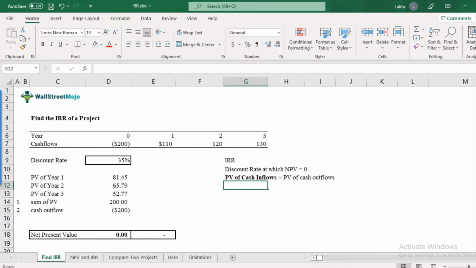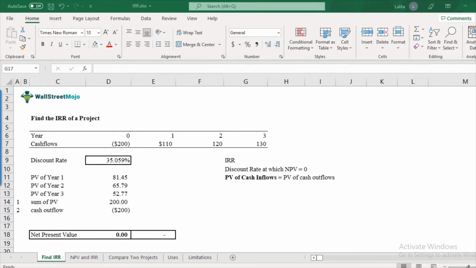So here we have this number as the internal rate of return, and it is nothing but the return that we get from the project. So this is the first methodology of calculating the internal rate of return which we learned, and it is the process of iteration or trial and error.